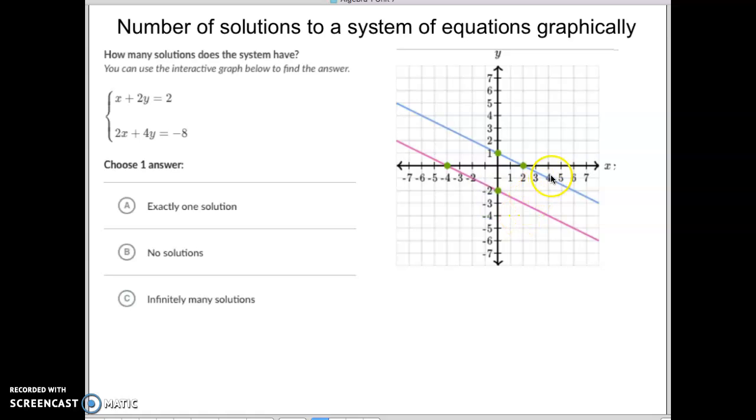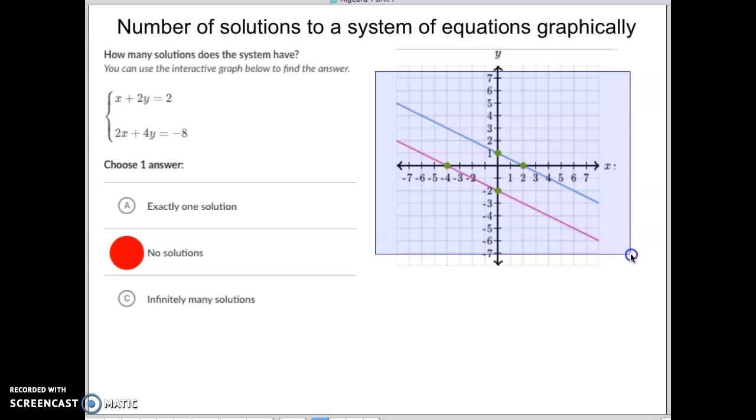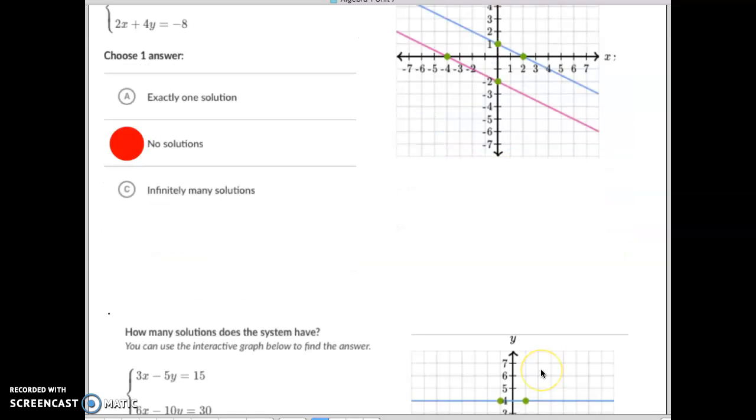Now, this is kind of the cool part: you should be able to see graphically that these are two parallel lines. And parallel lines will never intersect each other. They will never cross. So when they say the number of solutions, they're really talking about how many times these lines will cross over each other. In this case, they will never cross over, so we would say no solutions. Parallel lines never cross, so it's no solutions.